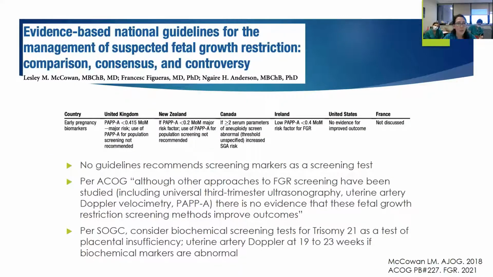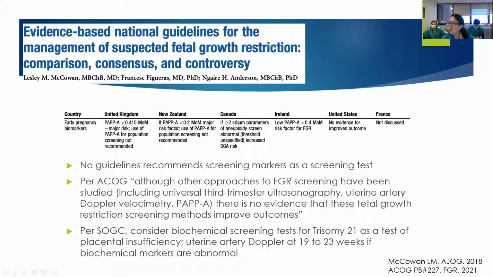This interesting paper, they combined different evidence-based guidelines from different countries for the management of FGR. As you can see here, this is the country, and these are the different markers or parameters that they use. The United Kingdom and New Zealand, as I mentioned, they consider low PAPP-A. They have different thresholds. If they have an abnormal PAPP-A, they do growth ultrasounds and Dopplers.